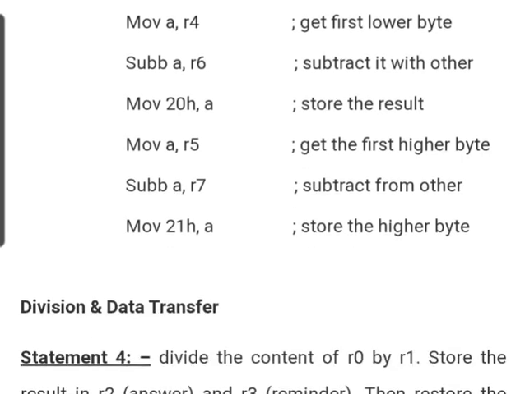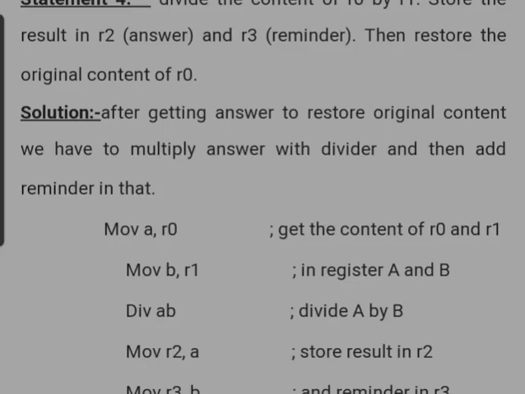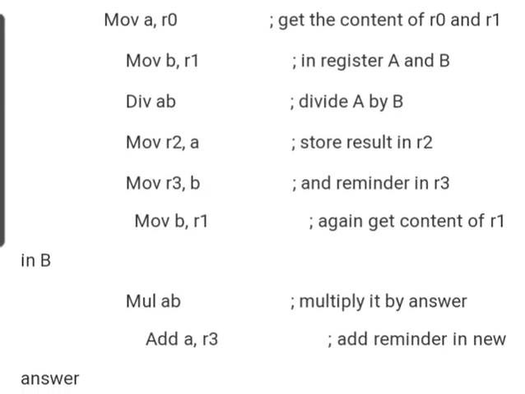Then the next is division and data transfer. Divide the contents of R0 by R1. Then we have to store the result: in R2 there will be the answer, and in R3 there will be the remainder. Then again restore the original contents of R0. So here is the program.